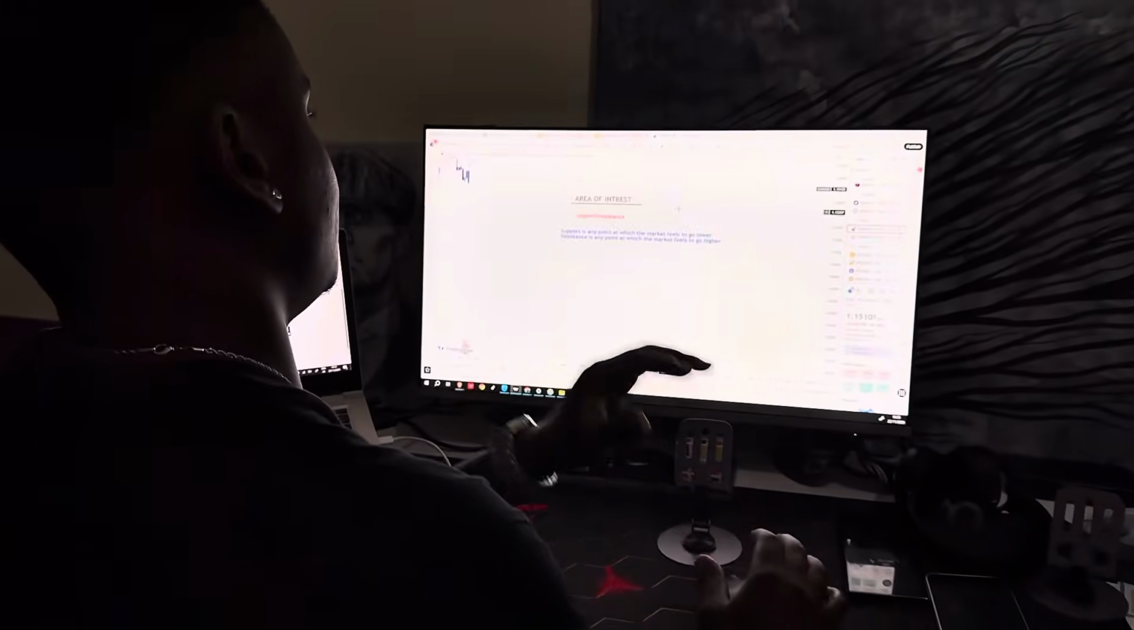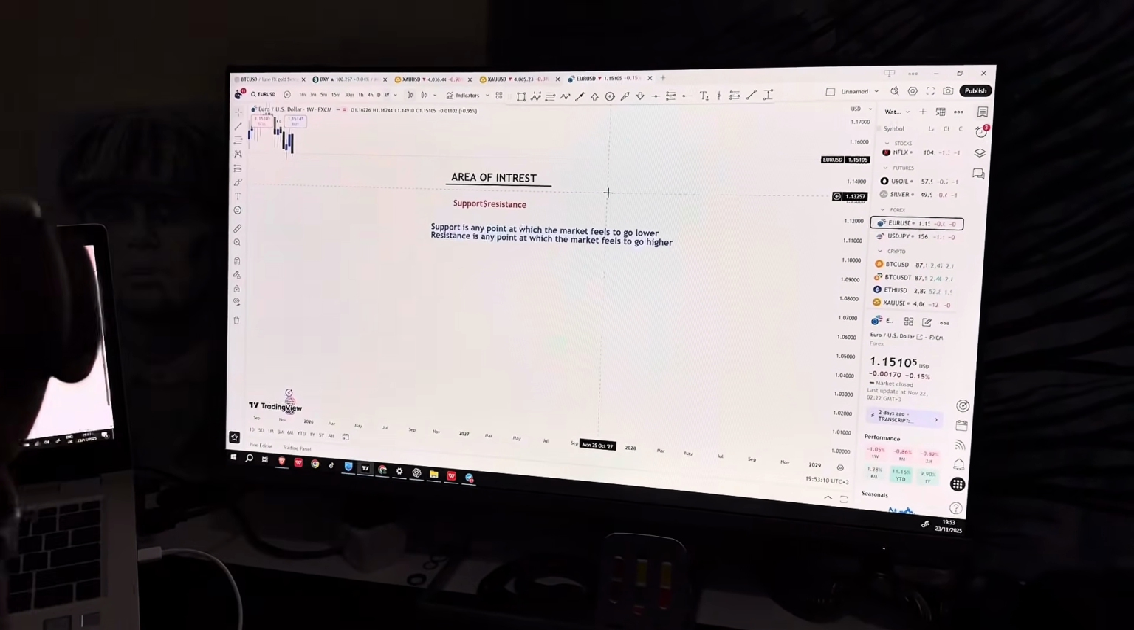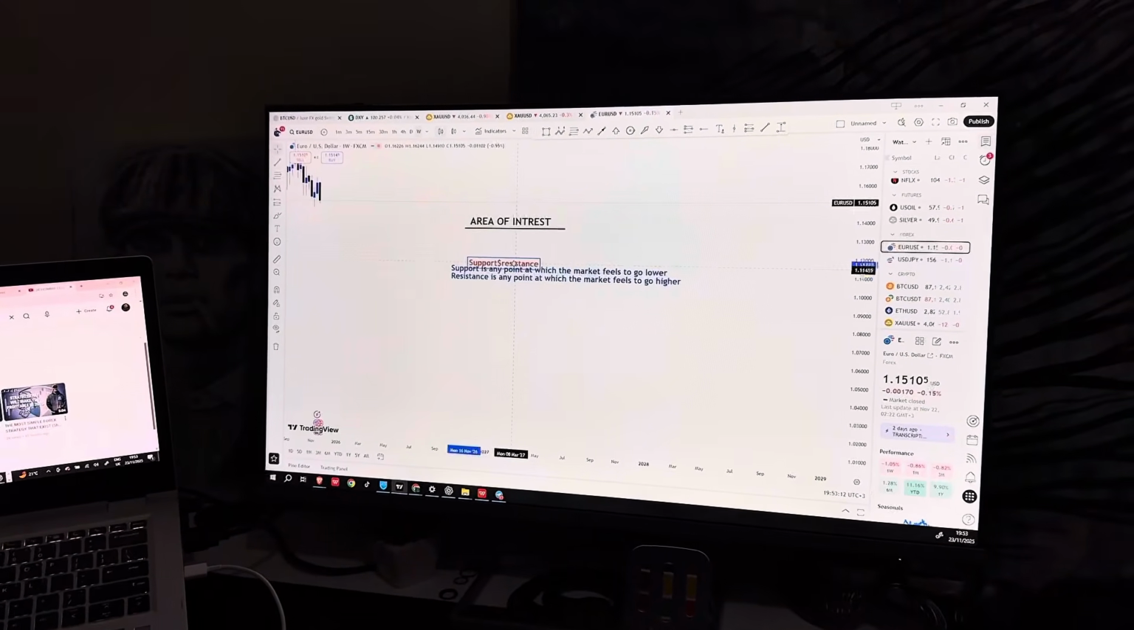So today I've come up with a strategy that will help you, whether you're a beginner, advanced, or a pro trader, to make money in this forex market. So come with me as I show you the simplest strategy, called area of interest. So guys, let me show you something first.